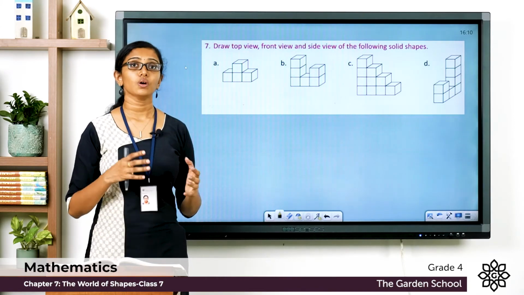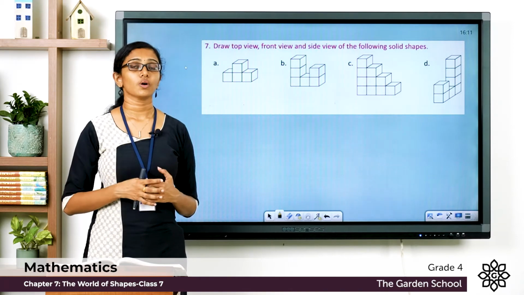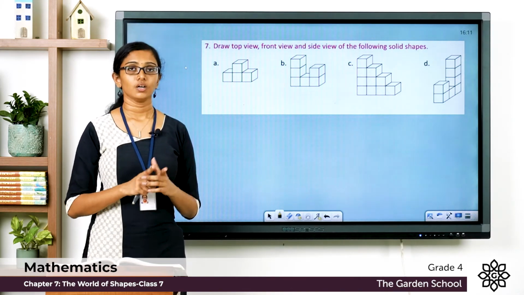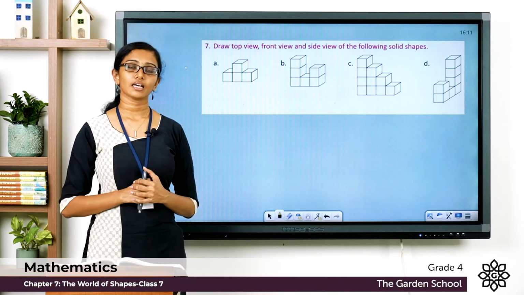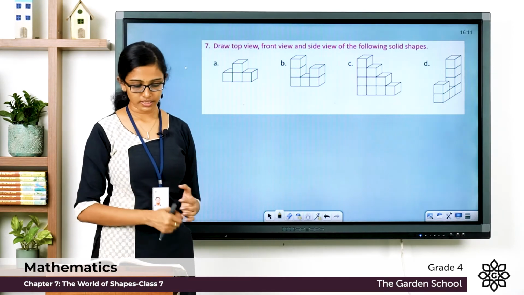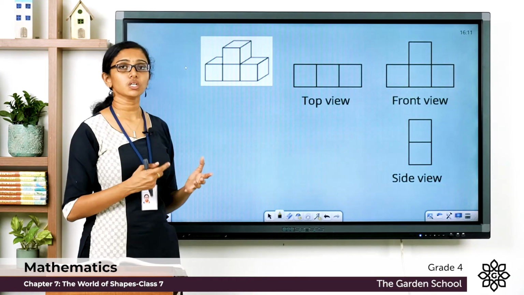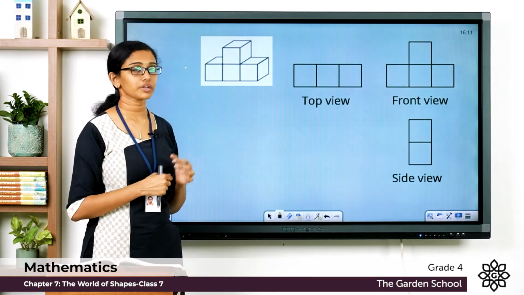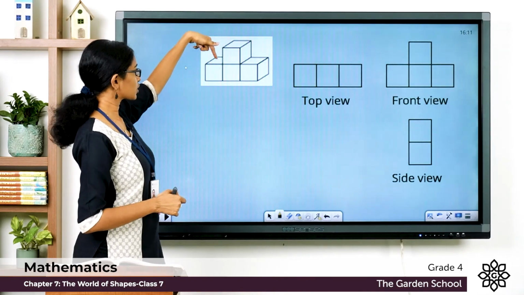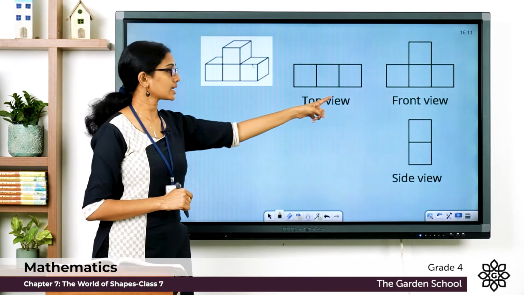So you have to visualize or imagine how these objects are going to look when you are viewing them from the front, top and sides. Then you have to draw that in your notebook. The first question we'll do here in class itself. So question A, this is the figure for question A. How would this arrangement look when you're viewing it from the top? You'll be able to see this cube and this cube, not this cube. So the top view will look like this.